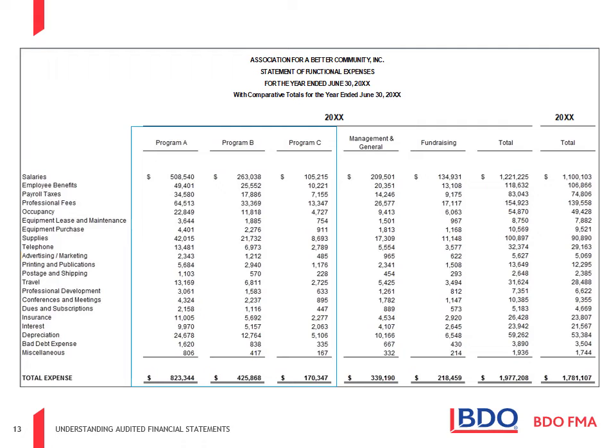And we can see from this which is the organization's largest program. Program A has a total expense for the year of $823,000. Program B is $425,000, and Program C is the smallest at $170,000. We also see how much the organization has spent in administration, also known as management and general, as well as in fundraising, and then in total.